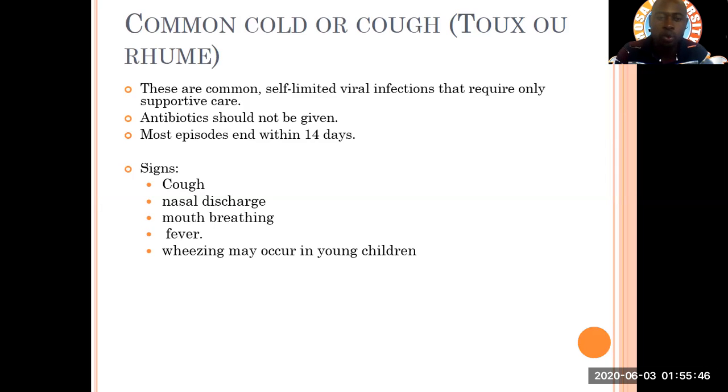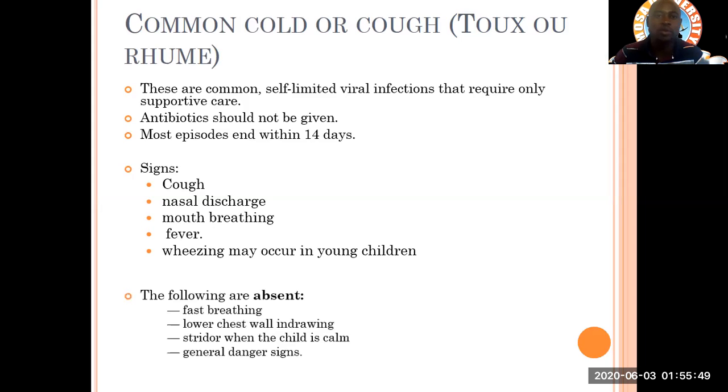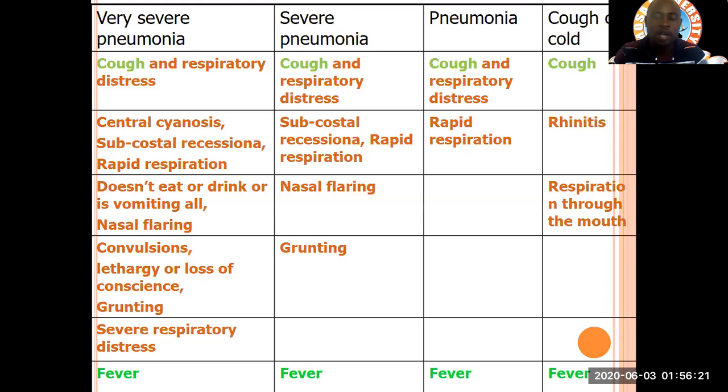In the range of 2 weeks, you find that the signs and symptoms of the common cold may subside on their own. But these are neonates or children that will present with fever, wheezing, which may occur in young children, mouth breathing, nasal discharge and cough. What you should know is that in the common cold, the following are absent: general danger signs that we looked at for severe pneumonia, stridor when the child is calm, and fast breathing.